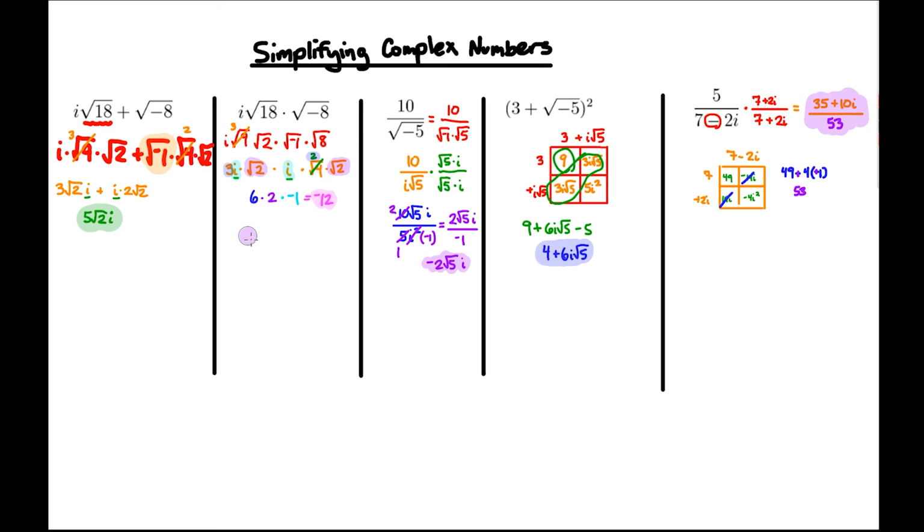When in doubt, when you're multiplying binomials, make sure you just set up that area model. It helps keep track of all your work. And yeah, so that's basically it.